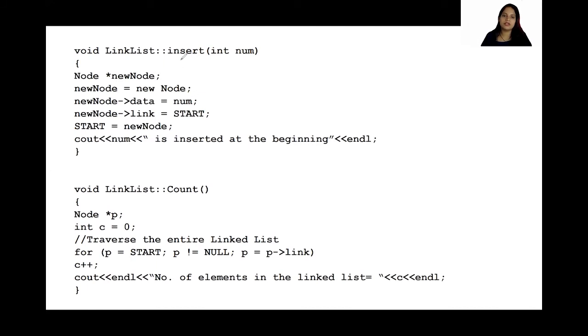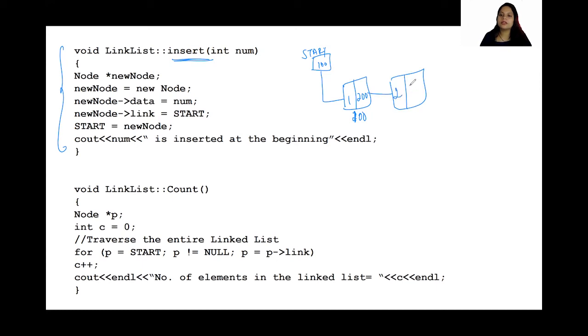What are those? First one is the insert. Now this is the main function which we want to use. We are going to insert a node in the beginning of the linked list. So let us take an example. Suppose I already have this, right? I had my 1 here. I have 200 here. This is my 100. 100 is stored here. Another one is 2 here. This was 300, and 200 here.